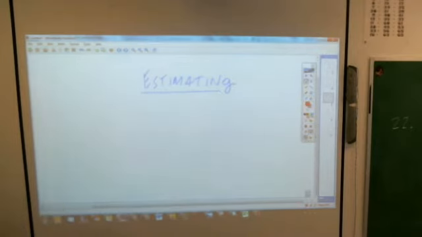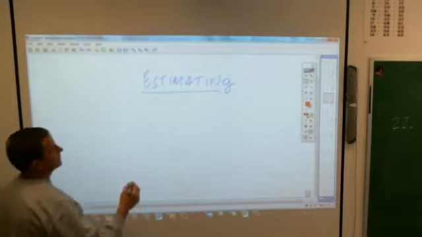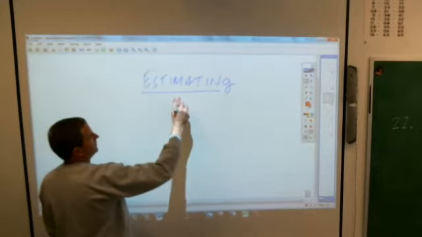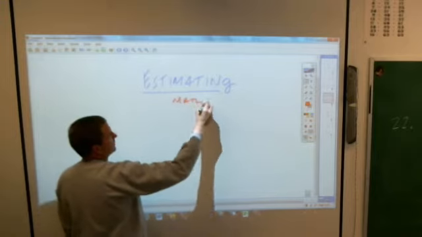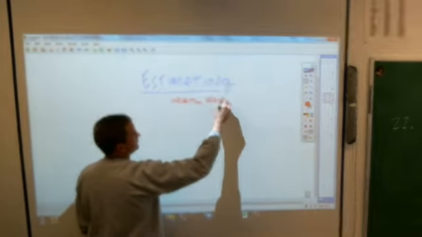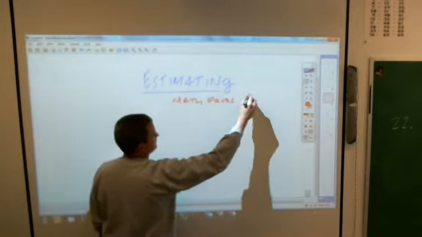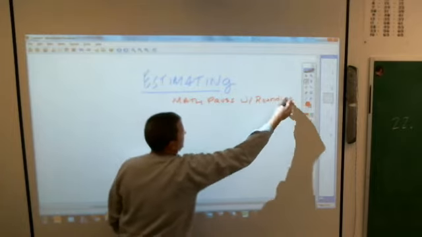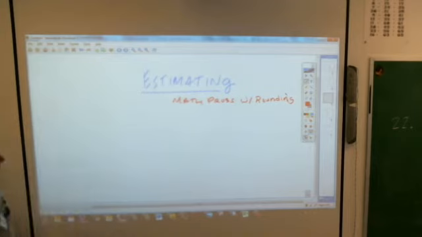The little subheading under estimating, I guess it'd be easier if we just said math problems with rounding. It probably would be easier for me to explain if I give you an example rather than try to talk you through it without that.